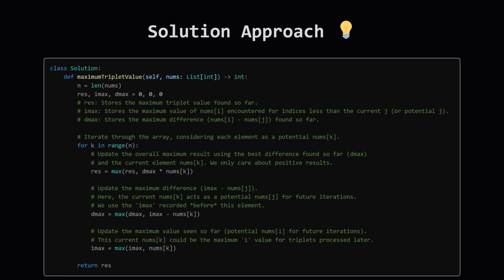When we are at index k, we can calculate a potential triplet value using the current nums[k] and the dmax calculated from elements before k. Then, we update dmax using the current element as a potential nums[j], and finally we update imax using the current element as a potential nums[i] for future calculations. This single pass makes it run in O(n) time, which is great.